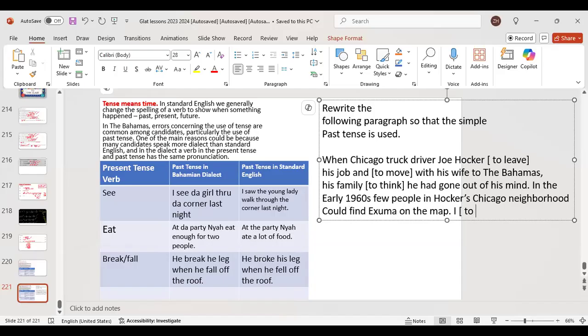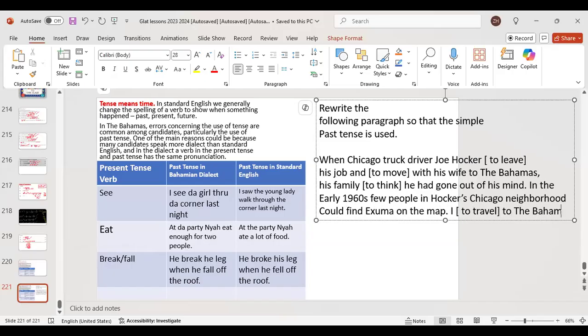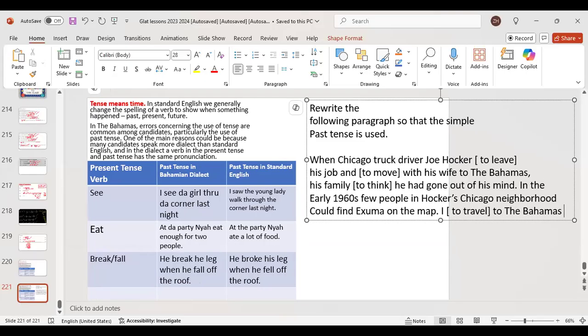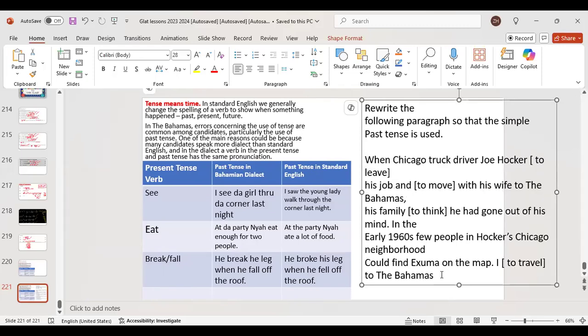If you say traveled, a Bahamian, if they don't say he, they actually say e. That's true. I traveled. Yes. I traveled to the Bahamas on vacation.